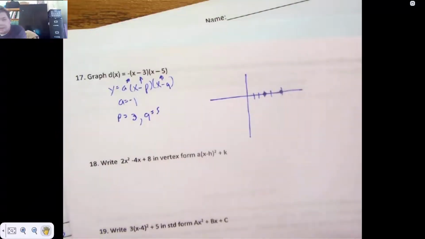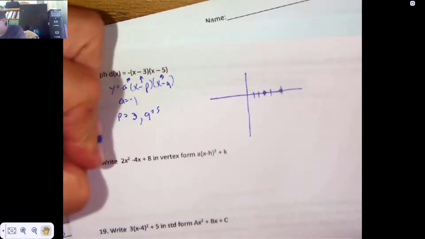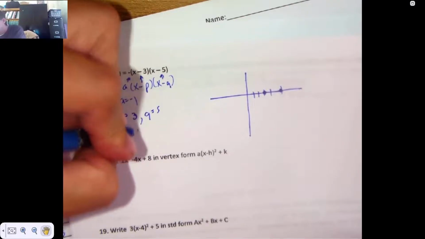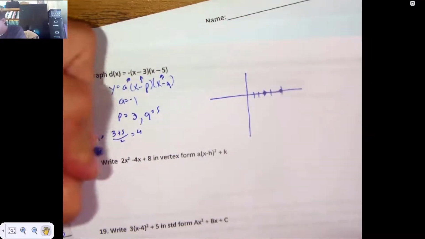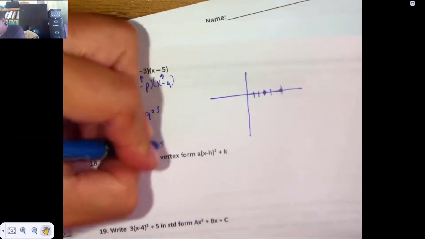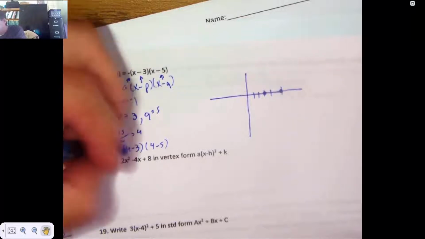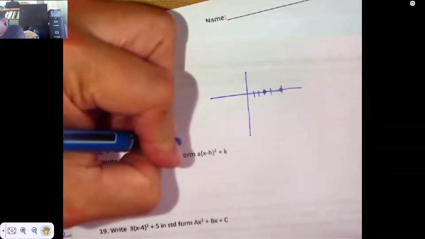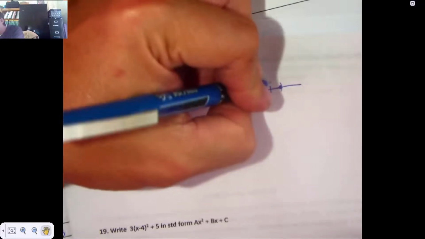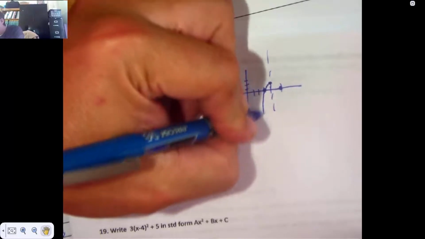This one's kind of simple. You don't have to do a lot of math on this one. Your vertex h has to be the average of 3 and 5, which is 4. To find k, you plug 4 back in. So 4 minus 3, 4 minus 5. This creates a -1 times a -1, which is +1. So 4, 1 is where I want to be. Should be about right there. That's my line of symmetry. That one's done.